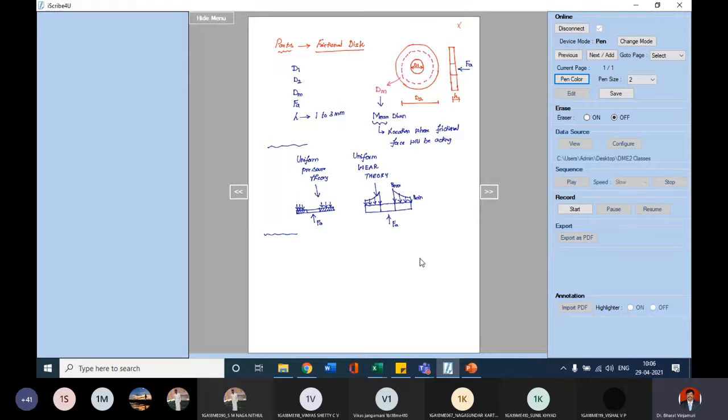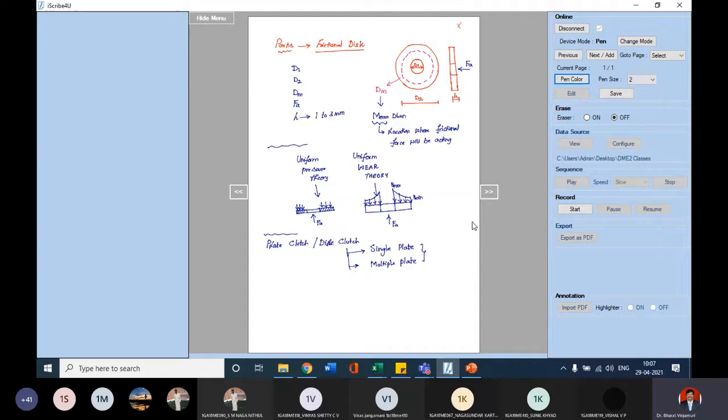What kind of clutch are we trying to design at this point of time? The plate clutch. This plate clutch is also called the disc clutch. Once again, there are two types of plate clutches: one is called the single plate clutch and the other is called the multiple plate clutch. Both are in your syllabus, single plate clutch as well as multiple plate clutch.